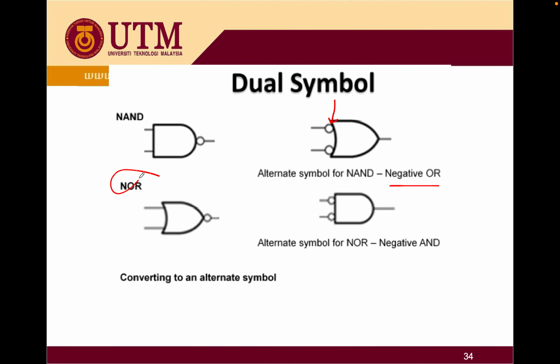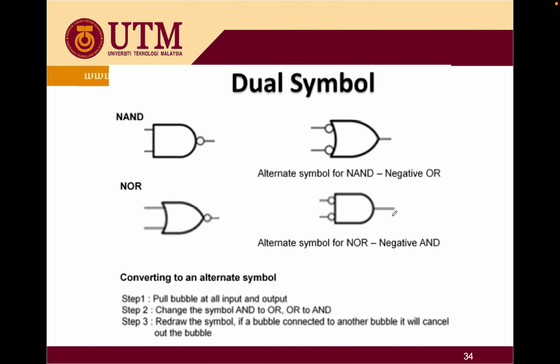And another dual symbol is for the NOR gate representation. You can have the alternate symbol for a NOR gate, similar to the negative AND, and you can see here, this is negative AND. So how are you going to do the conversion to the alternate symbol? You can follow these steps.